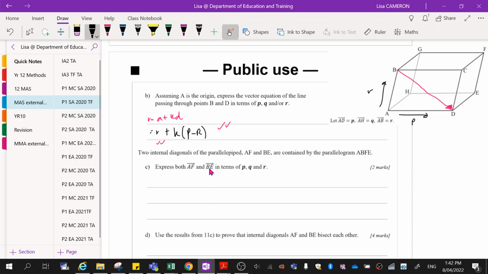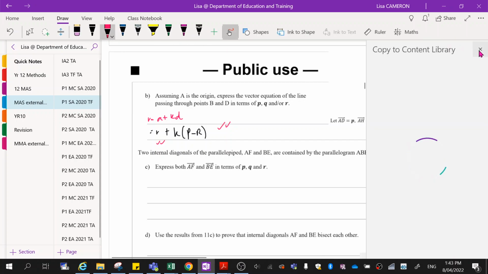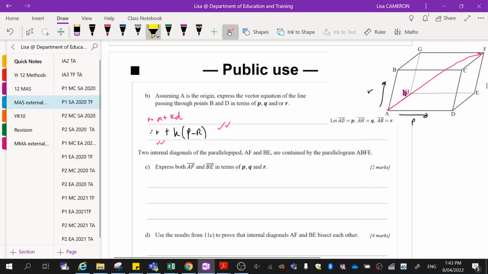The two internal diagonals of the parallelepiped, A to F and B to E, are contained by the parallelogram A, B, F, E. Yep, okay, so we're looking now at the internal diagonals. So express both A to F and B to E in terms of P, Q, and R. So let's look at A to F first. Now, if we think about drawing a little map of how we would get there, one way I could go is from here to here, and then from here to here, and then from here to here.